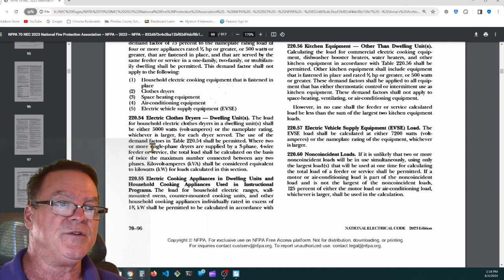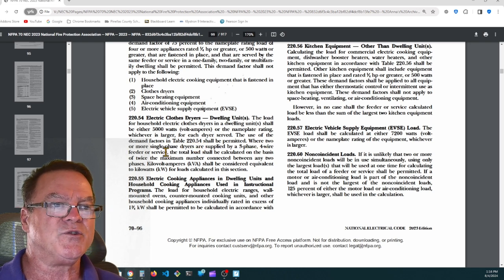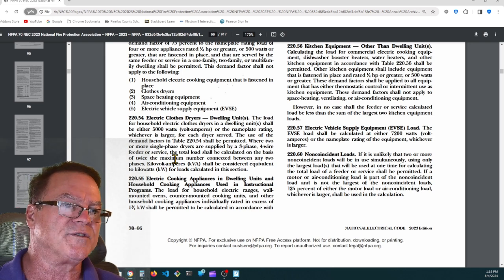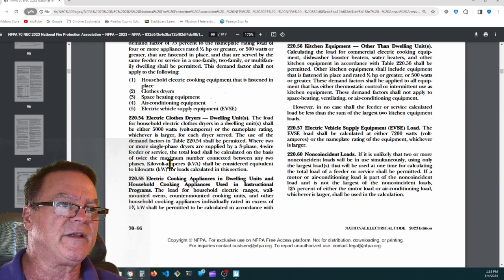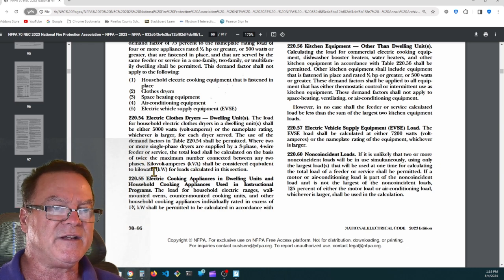served. The use of the demand factor in table 220.54 shall be permitted where two or more single-phase dryers are supplied by a three-phase, four-wire feeder or service, the load shall be calculated on the basis of twice the maximum number connected between any two phases.